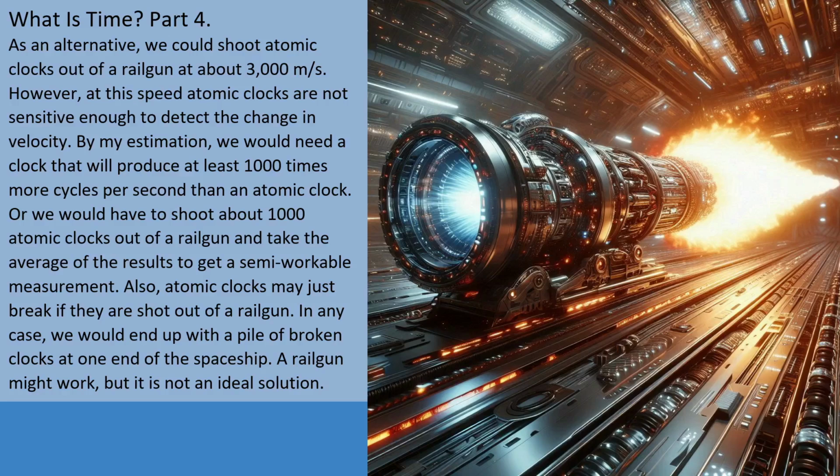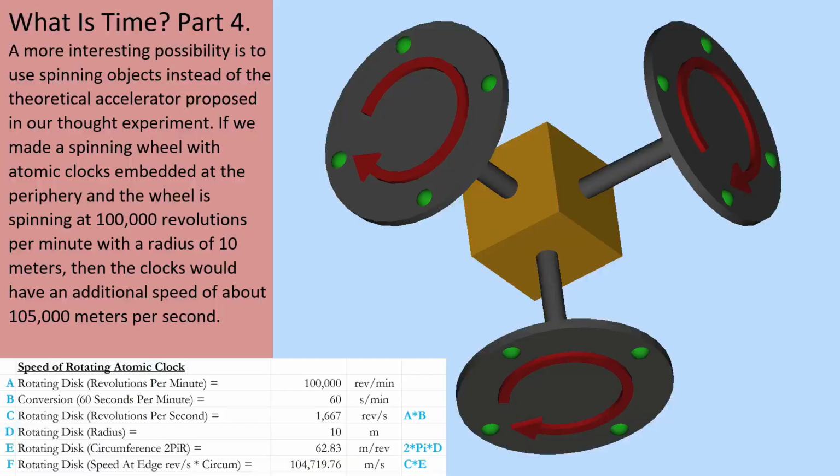In any case, we would end up with a pile of broken clocks at one end of the spaceship. A railgun might work, but it is not an ideal solution. A more interesting possibility is to use spinning objects instead of the theoretical accelerator proposed in our thought experiment.